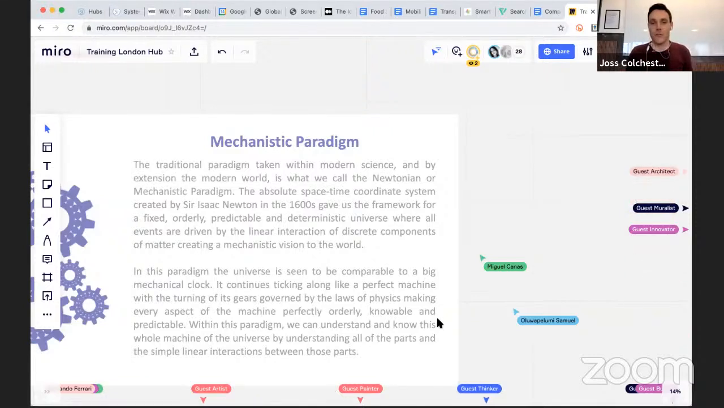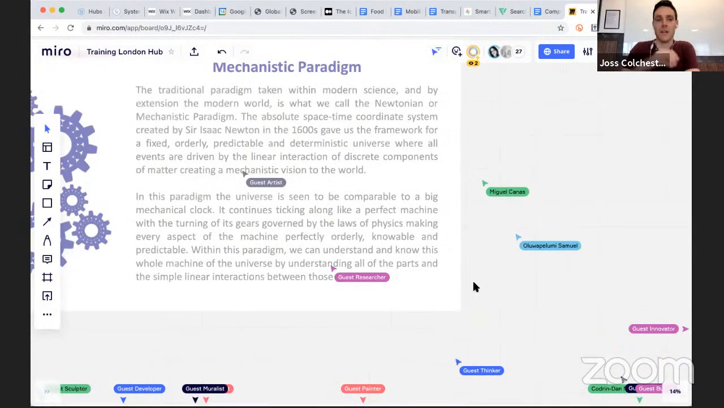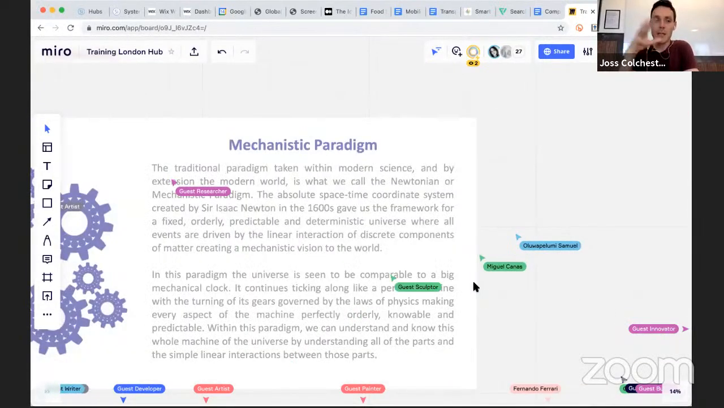So it's this kind of framework for a fixed, orderly, predictable, and deterministic universe, where all events are driven by the linear interactions of discrete components of matter, creating a mechanistic view of the world. So as we'll talk about, it's reductionist, right? It's kind of reducing things down to individual parts and their interactions. In this paradigm, the universe is seen to be predictable. It's kind of like a big mechanical clock.